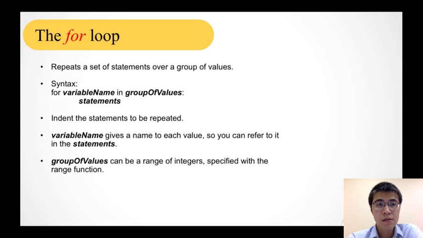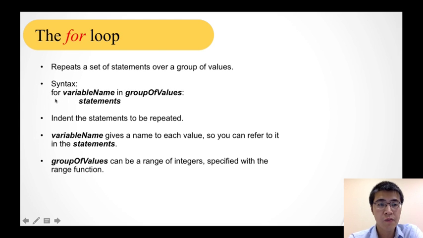The first loop type we need to know is the for loop. When we need to use a for loop, if you know exactly how many times you want to execute your task, then you can use a for loop. The syntax of a for loop is like this.